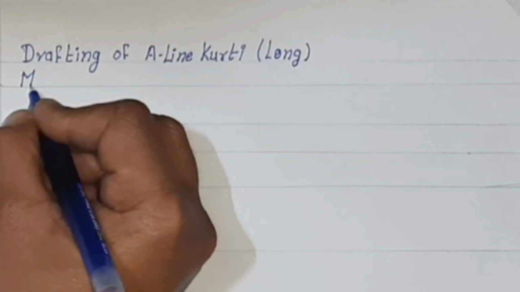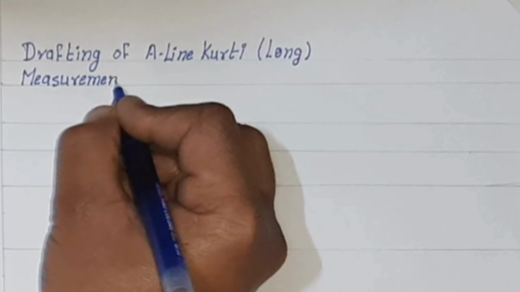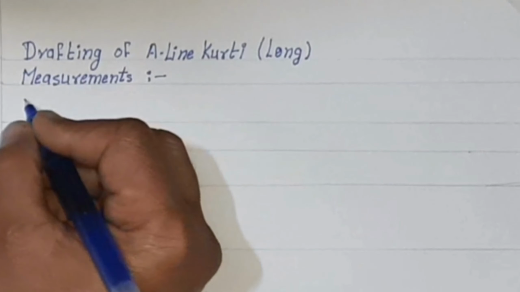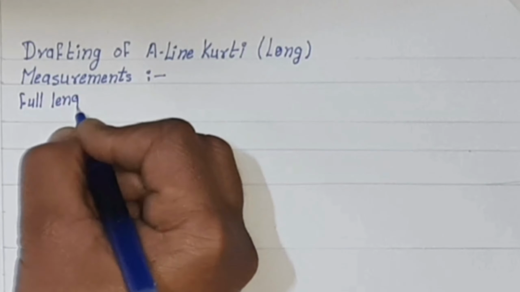So let's start with the process of drafting. Today we are drafting an A-line kurti or A-line dress. It would be below knee level, that is a long kurti. So the measurements that we require are the same as we have done in the previous video, but the length is a little high, a little long.